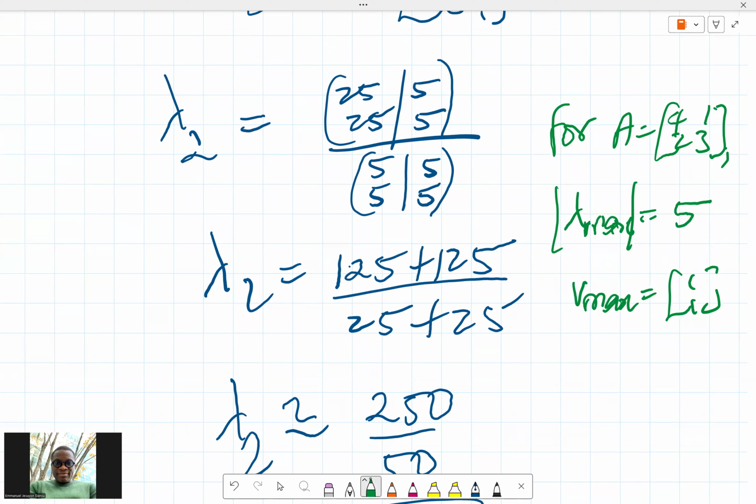In this case, we actually can compute the eigenvalue and eigenvector directly, but we demonstrated it using this one so that we can actually see how this works. So in case you have a matrix whose eigenvalue is difficult to compute, this is the way to go about it.